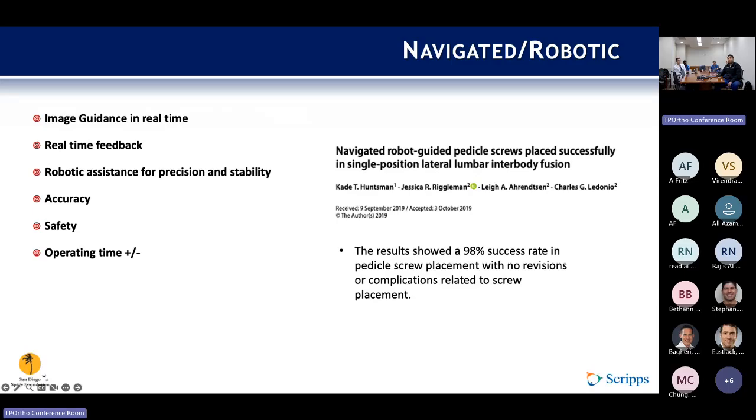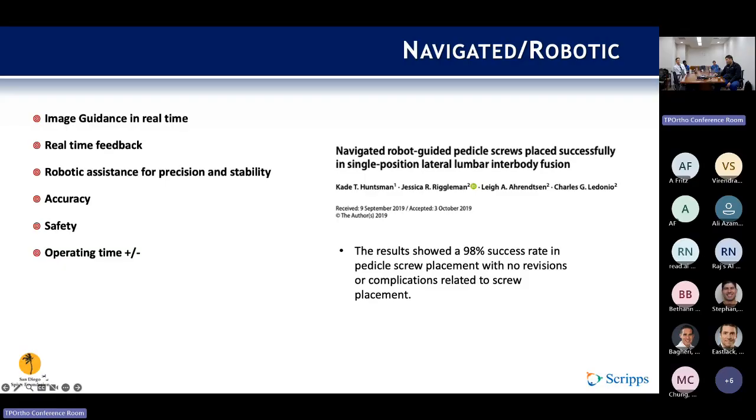And next is navigated and robotic cases. I kind of went into this because Dr. Stefan also uses navigated robotic methods. Obviously, you get guidance and real time feedback. It's accurate, and then robotic assistance can help with stability and precision as well. And then in terms of operating time, it's less, but you kind of pay for it in the front end with the planning and preparation of robotic cases.